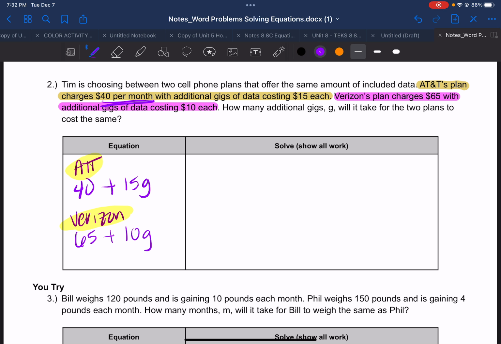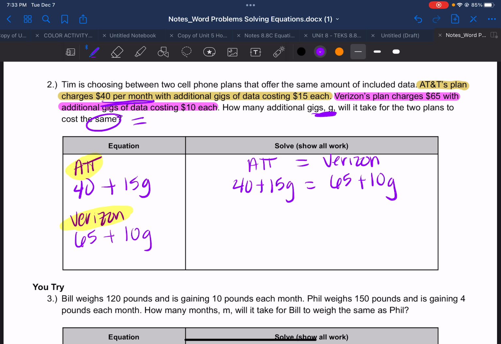Now it wants to know how long will it take for the two plans to cost the same? What does same mean? Equal. So we need to set these equal to each other, right? So AT&T must be equal to Verizon. AT&T's equation is 40 plus 15G equal to 65 plus 10G. And then I just need to solve for G, right? Because it's asking how many gigs will it take? So let's solve for G.